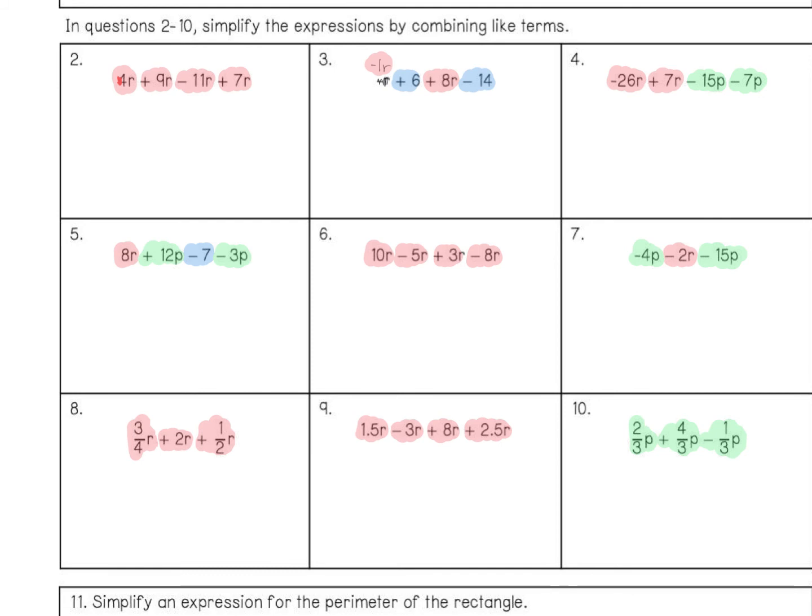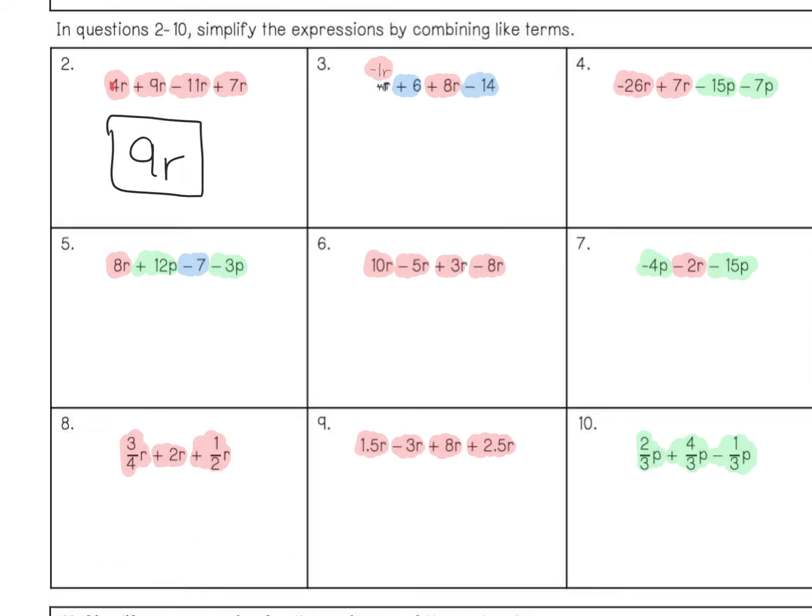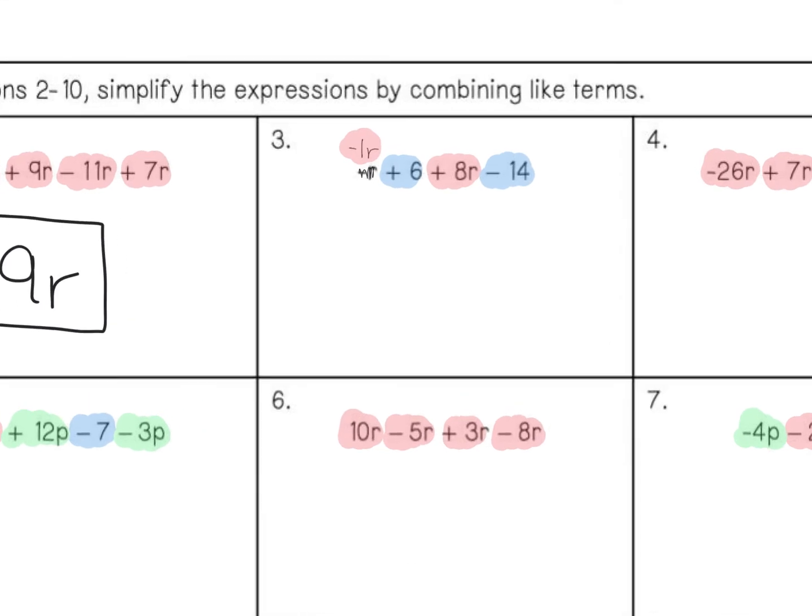Okay? So, when I start my combining, on 2, I would have done 4 plus 9 minus 11 plus 7. And what do I get? 9R. So 9R is my final answer on this one. Yes, I got it right. All right. For number 3. Remember, we changed negative R to negative 1R. So negative 1 plus 8 is 7R. And then I did 6 minus 14, which is negative 8.